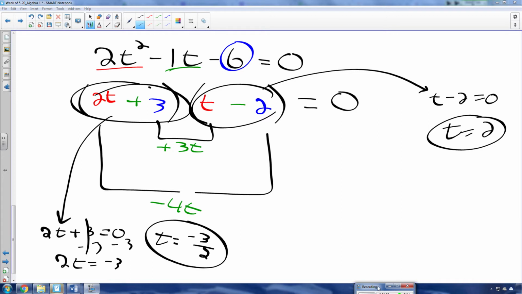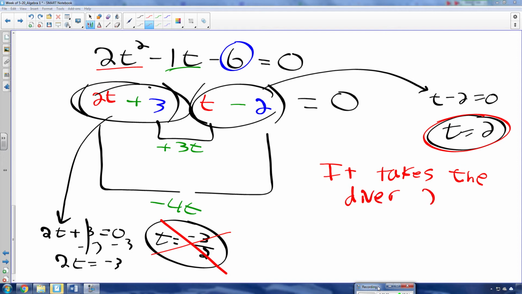Well, could we have hit the ground a second and a half before we jumped? No. So we're going to throw out this time because it's a negative time. And we know it didn't happen in the past. We know that he hits the water in the future. So it takes the diver, because remember, this is a problem about a diver, 2 seconds to hit the water. And that's really it.